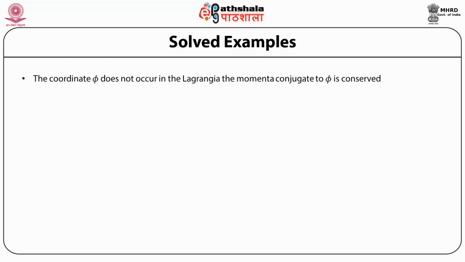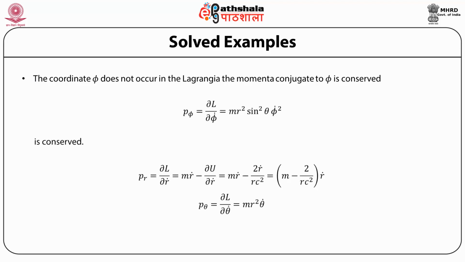The first thing to notice is that phi does not occur in the Lagrangian. So phi is a cyclic variable and the momentum conjugate to phi is conserved. Therefore, p_phi, which is the partial derivative of L with respect to phi dot, equal to m r squared sin squared theta phi dot, is conserved.